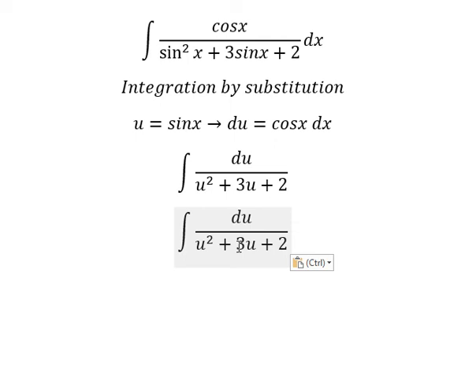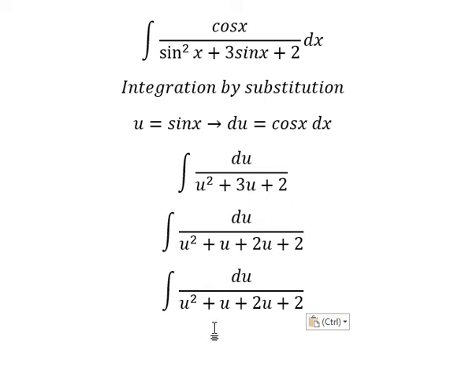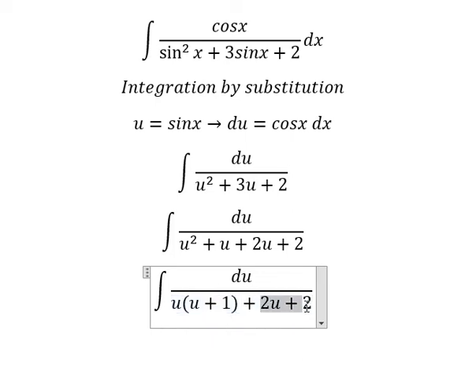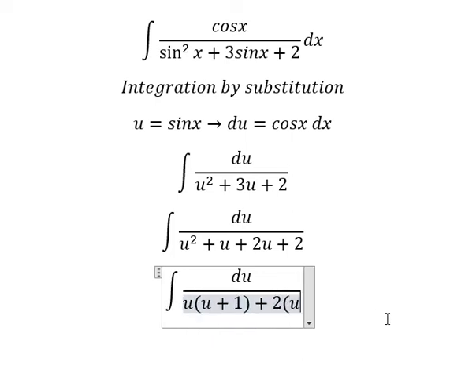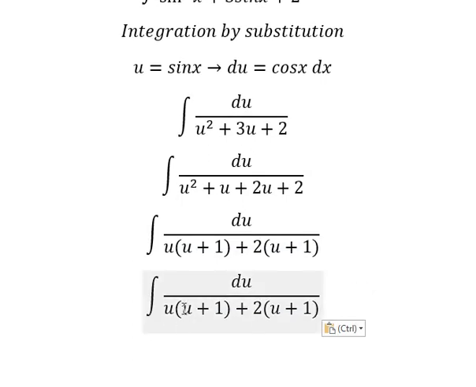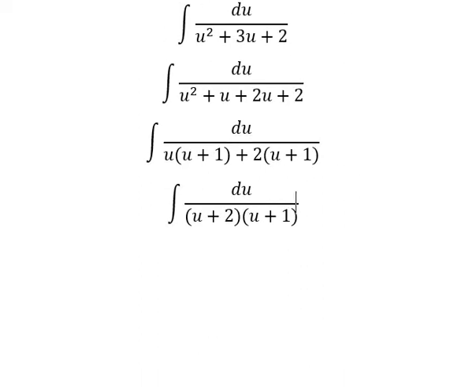So about 3u, I can put u plus 2u. We can do factorization by u. This one by number 2. Now we can do another factorization by u plus 1. Now we can use partial fractions.